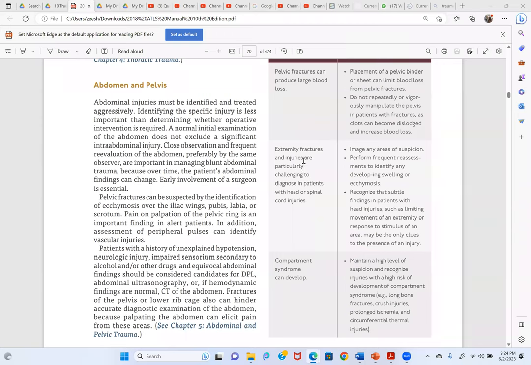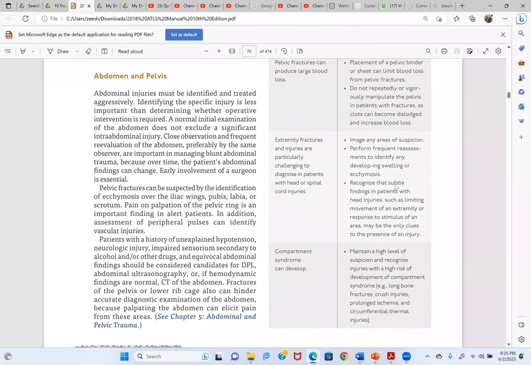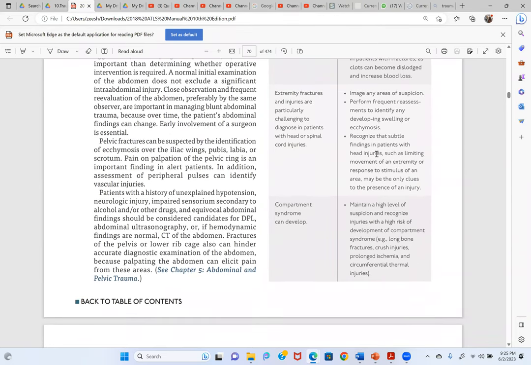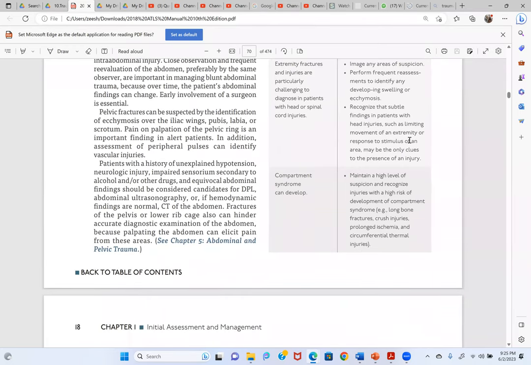Okay, extremity fractures and injuries are particularly challenging to diagnose in patients with head or spinal cord injury. This is another important point, because if the patient is not conscious or has a spinal cord injury and is paraplegic or quadriplegic, for example, it will be difficult at times, because otherwise the patient would be having pain. Image any areas of suspicion, and perform frequent reassessment to identify any developing swelling or ecchymosis. Recognize that subtle findings in patients with head injuries, such as limited movement of an extremity or response to stimulus of an area, may be the only clues to the presence of an injury. So this is an important thing.